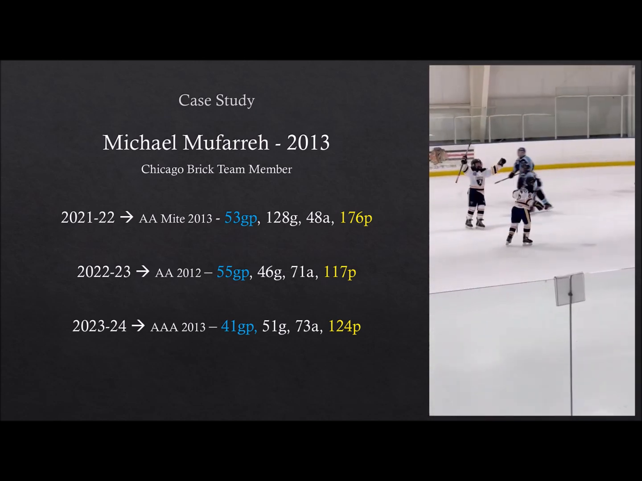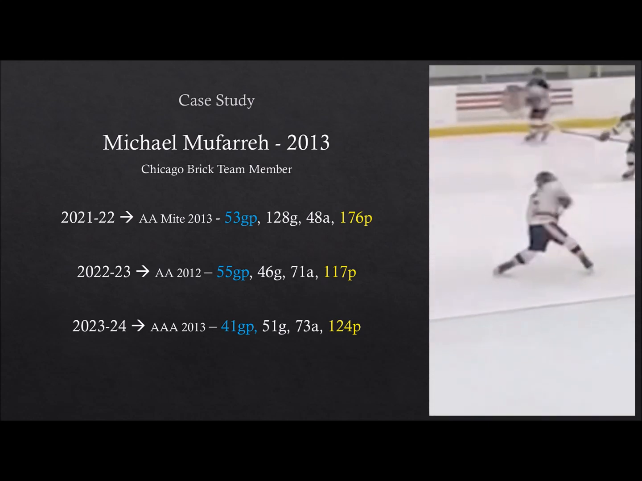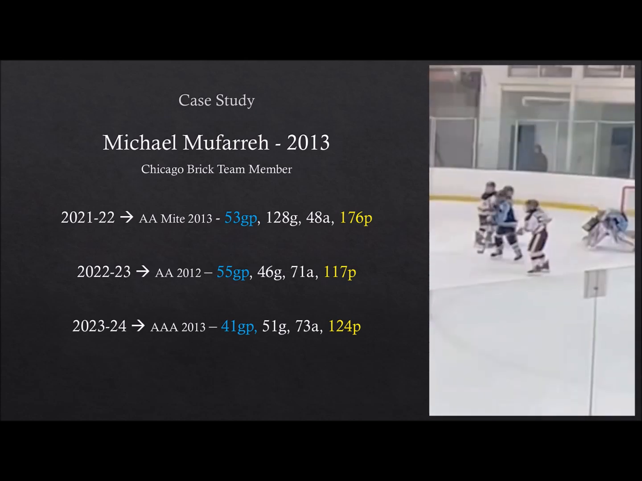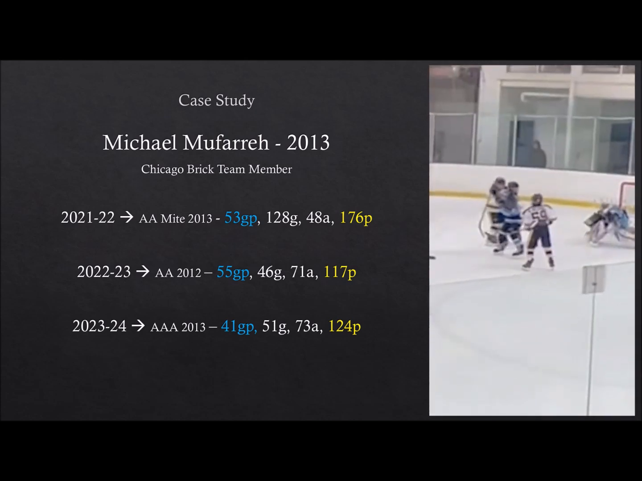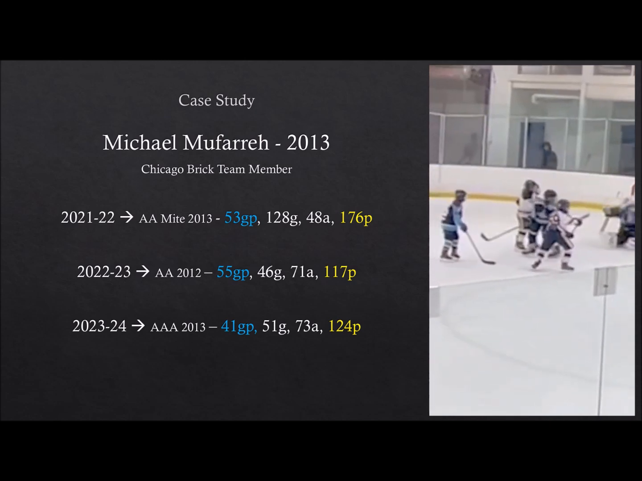This is Michael going bar down from the point. This was when he was 8 years old, and you can see with this shot, his mechanics and his biomechanics are phenomenal. So his shot is a big reason why Michael was such a high-level player and such a high-level scorer. But as we're going to see with this case study, there were some holes in Michael's game.